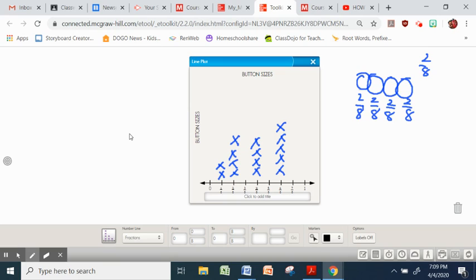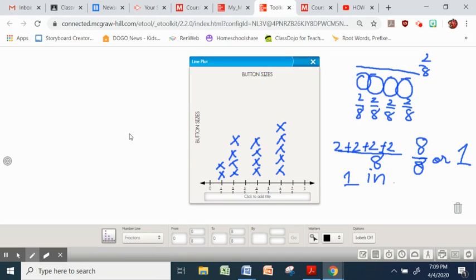So now I know that it wants me to know how long this would be if I had to measure it. So obviously I'm going to add 2 plus 2 plus 2 plus 2 over 8. So 2, 4, 6, 8. 8 over 8 is my answer, or 1. So the length would be 1 inch.